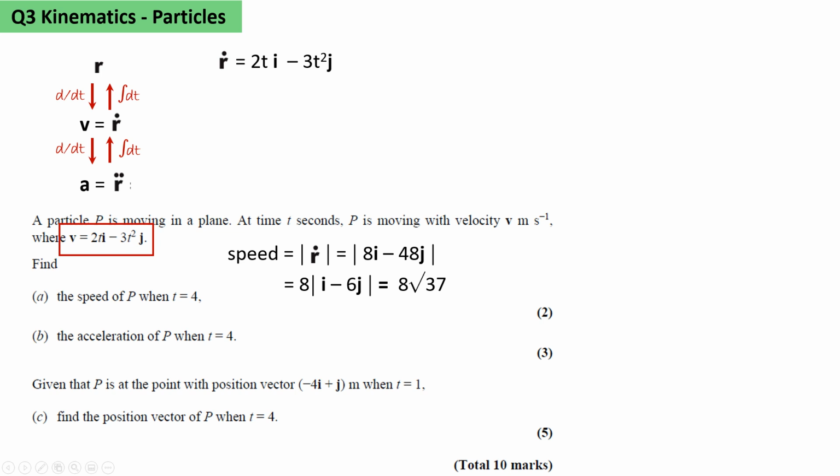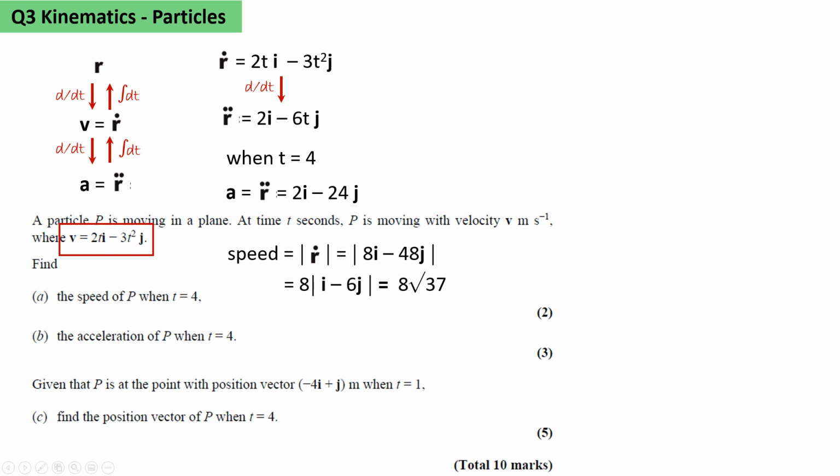We're then asked to find the acceleration when t is 4. So first of all, we need to differentiate r dot to get r double dot, the acceleration. And here we're going to get 2i minus 6tj. We simply differentiate component-wise. And then when t equals 4, we'll substitute the value of 4. And here we get the acceleration, or r double dot, equal to 2i minus, we substitute 4 into 6t to get minus 24j.